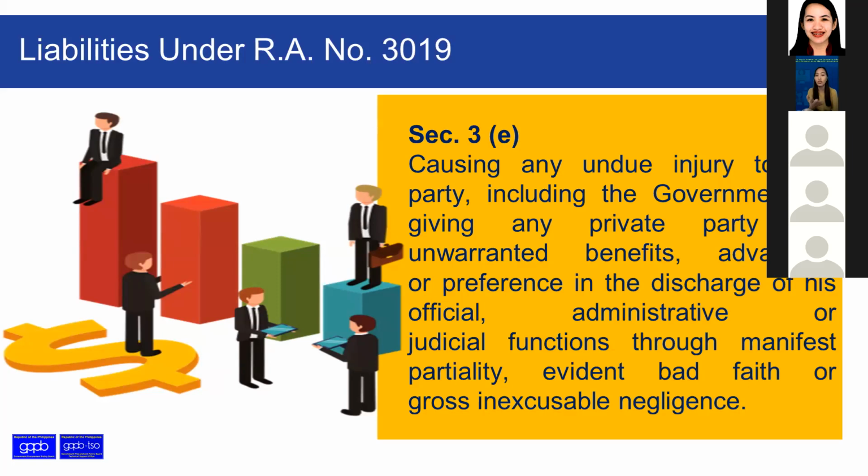Ayan, na-mention itong tatlo kasi nga general tong RA 3019. Through manifest partiality, evident bad faith, or inexcusable negligence. So take note lang, whatever undue injury that is caused, itong tatlo dapat present to. May manifest partiality, bias na nangyayari during the exercise of a particular duty. May evident bad faith. Ano?